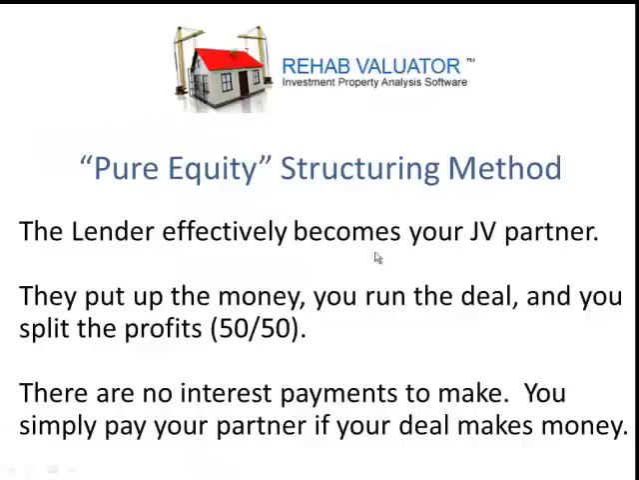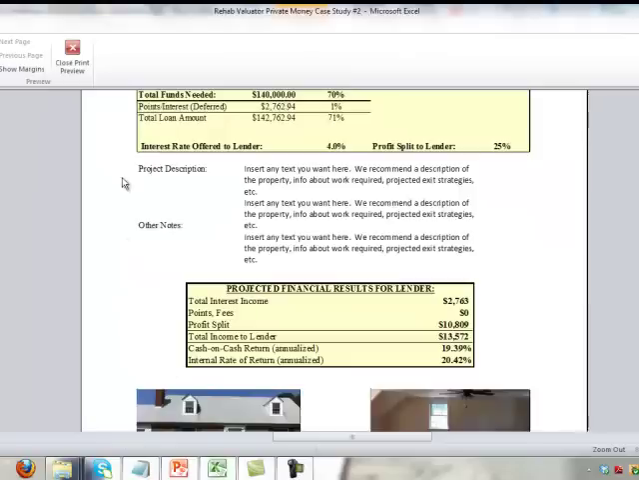Lender effectively becomes your JV partner. They put up the money, you run the deal, and you split the profits 50-50. There are no interest payments to make. You simply pay your partner if your deal makes money. You can choose to give them a first lien in the property or not. Again, it's really up to you and what you're able to negotiate. So if we go back to the software, this is what it would look like now.